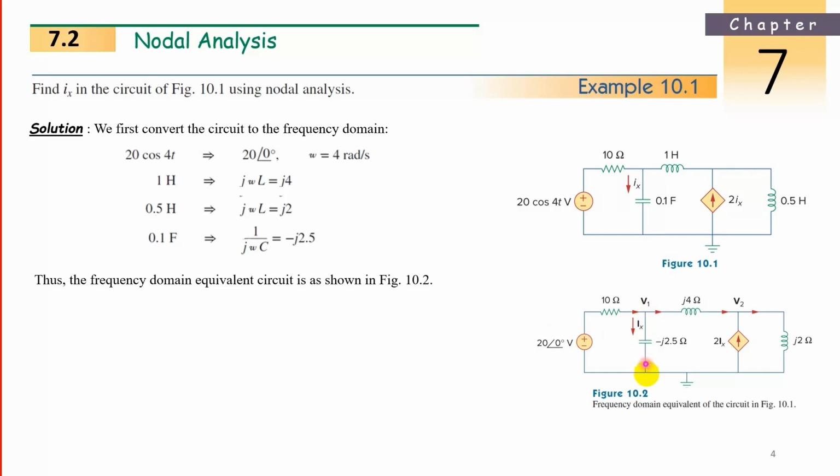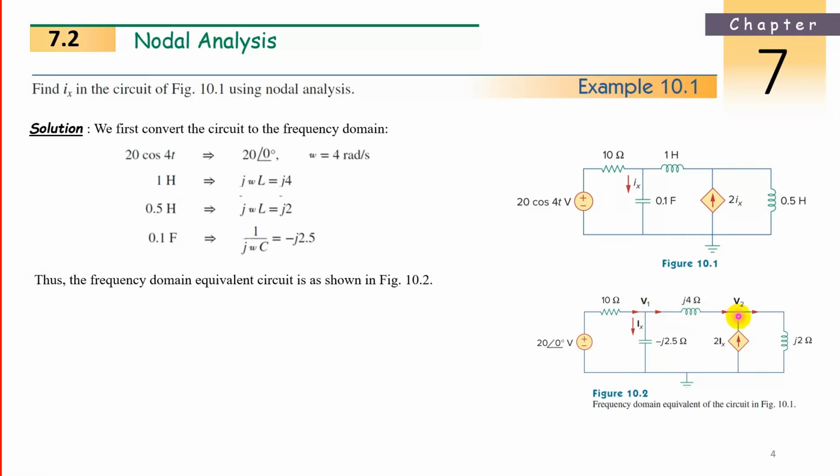Then another branch, this one. Current entering: there is only one entering. Leaving is V1 divided by Z, that is V1 minus 0 divided by minus j2.5. Voltage divided by resistance is current, and we need the current only for node analysis. So V1 divided by the impedance, minus j2.5.